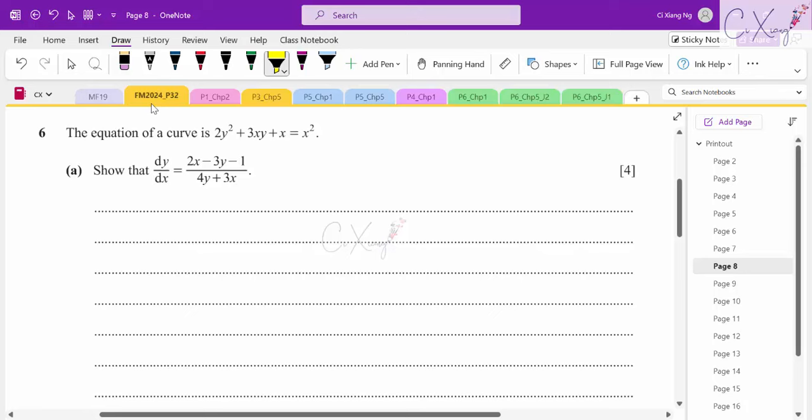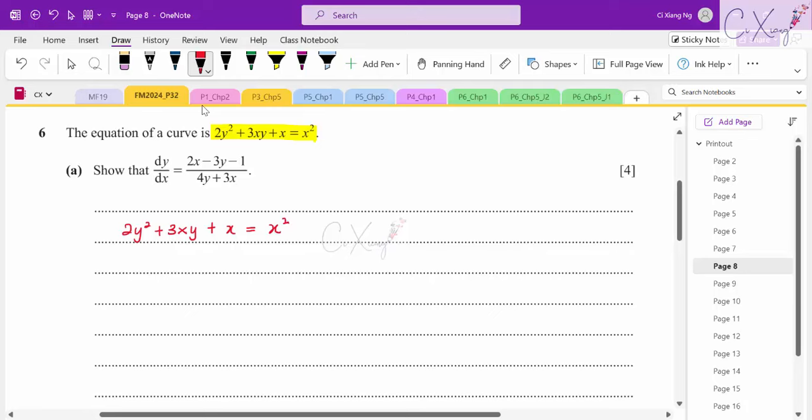Okay, so question number 6. We are given the equation like this. They want us to show that dy/dx can be expressed as a fraction like this. So we'll directly start from the equation given. This is an implicit equation, an implicit function. Therefore, we cannot separate clearly the x and y to two different sides.